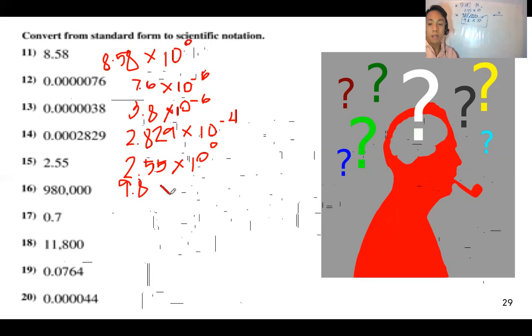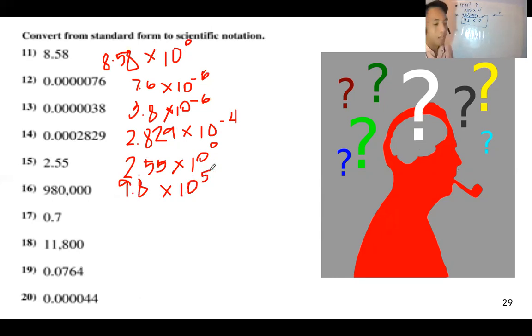9.8 times 10 raised to 5. Okay, 17. Wait, naman masyado na ito.